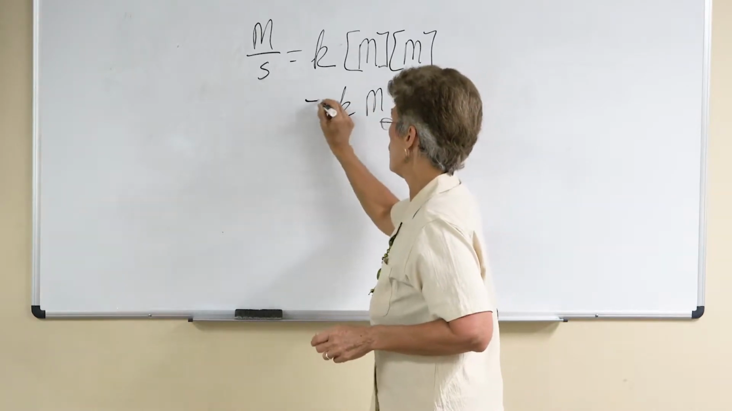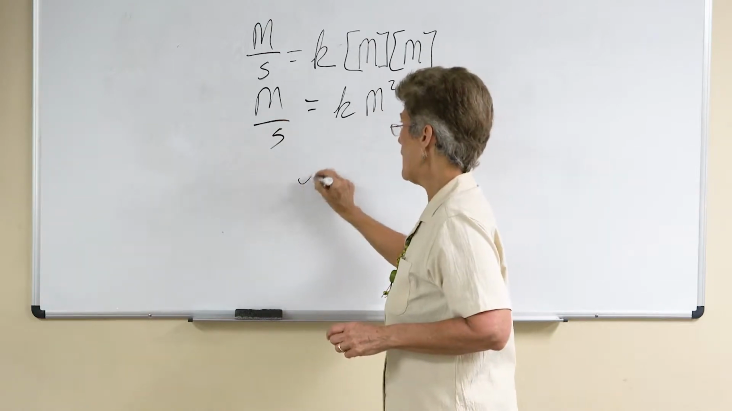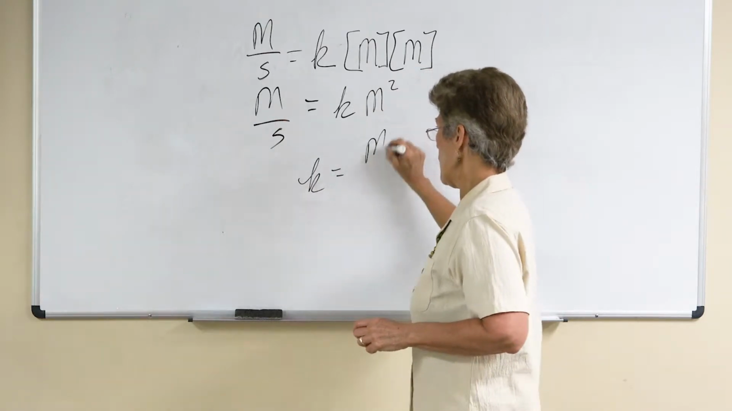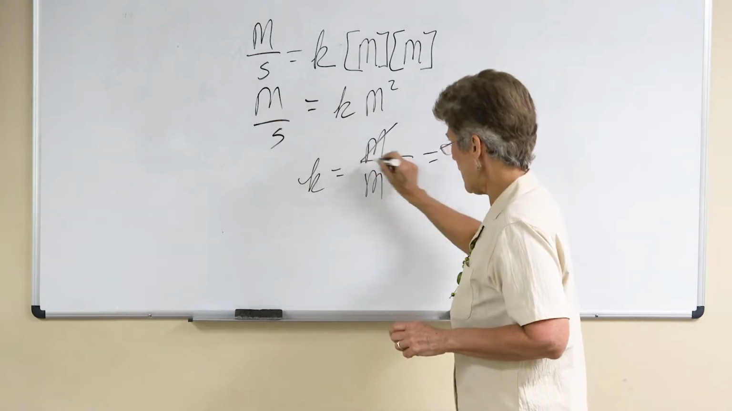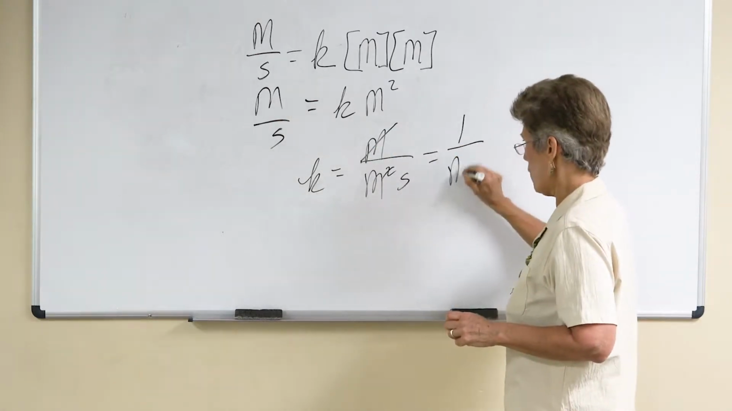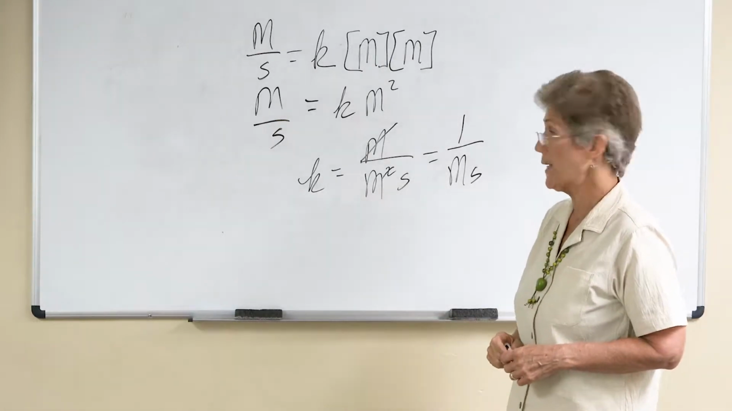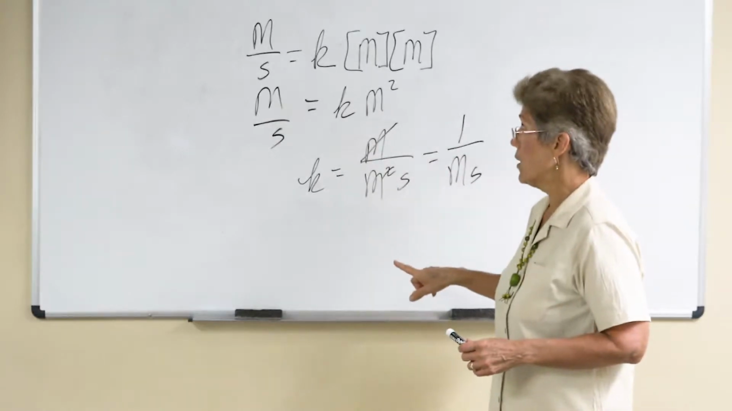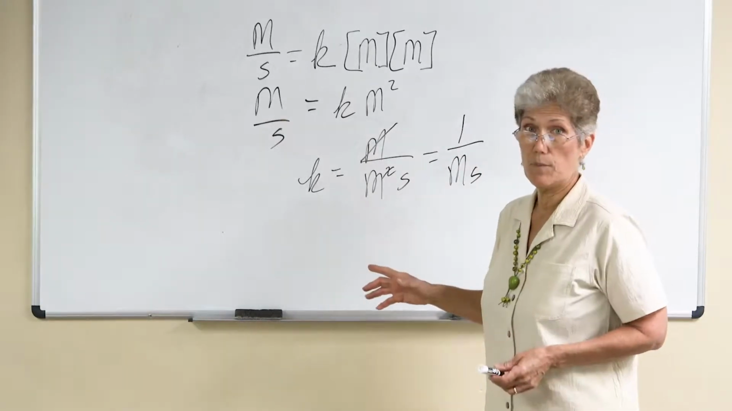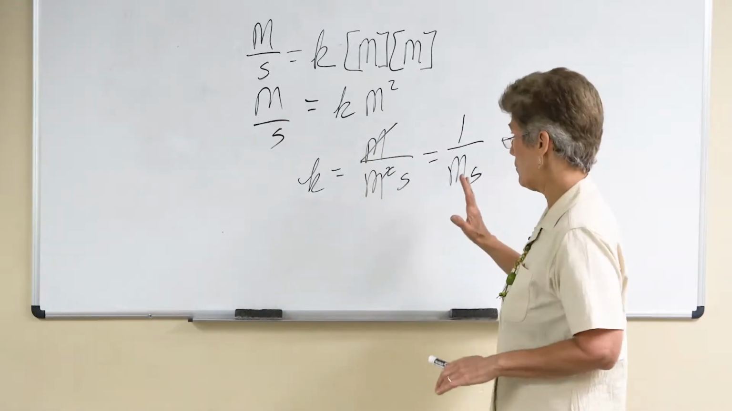I'll just rewrite it here for you so you can see it. Now we're going to divide both sides by that. So K equals M over M squared S. This is going to cancel, so we'll be left with 1 over M S. So 1 over molarity per second would be the units for the rate constant in this particular situation, with an overall order of 2. That's what you would get.